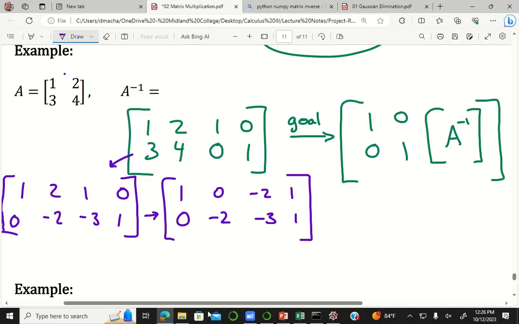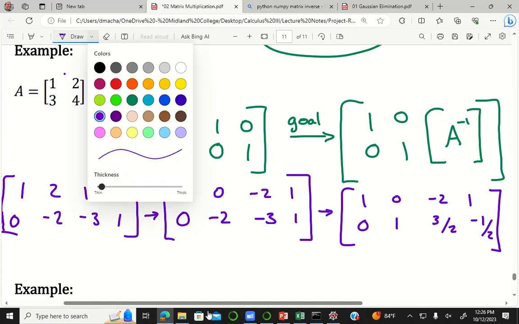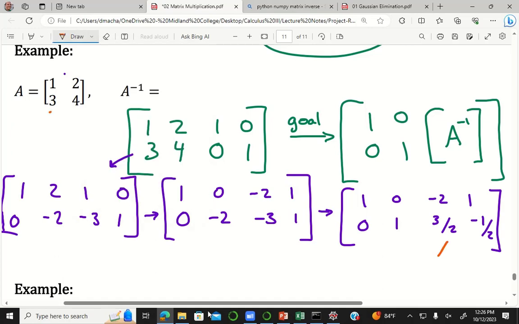I'm really close now. The last thing I need to do is divide the second row by a negative 2. And if I divide the second row by negative 2, I'll get 3 halves and negative 1 half. So that means this 2 by 2 matrix has to be my inverse matrix. Okay?